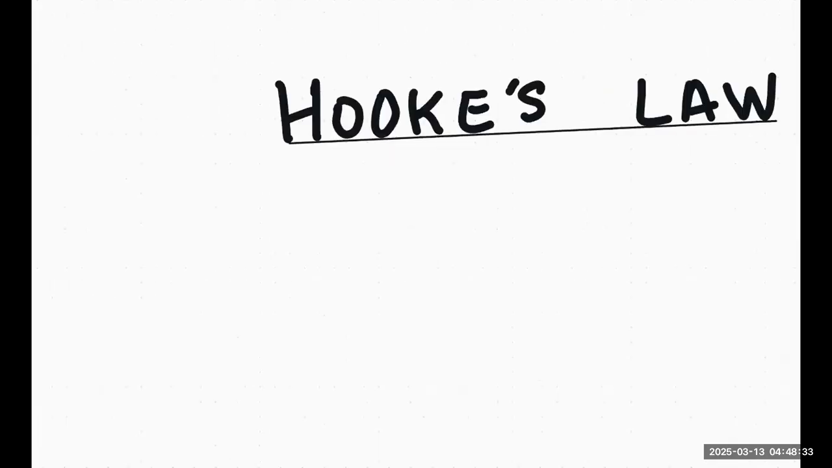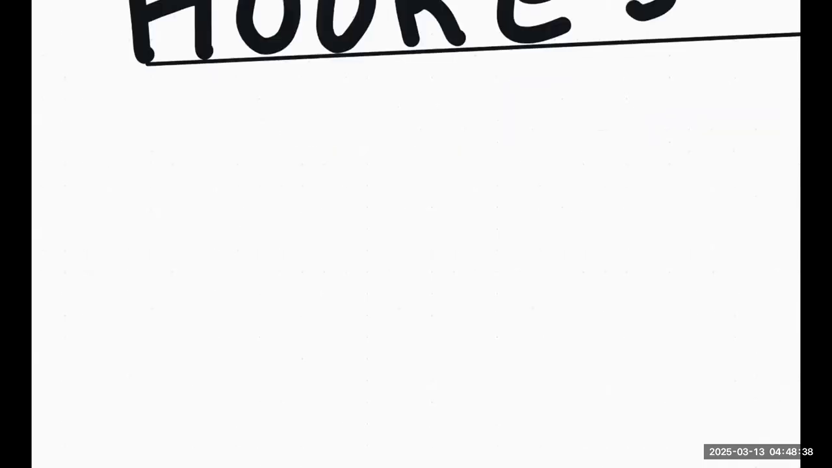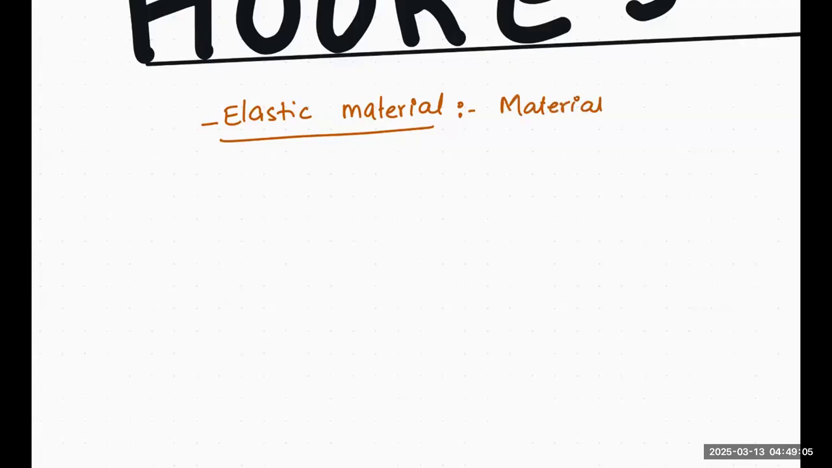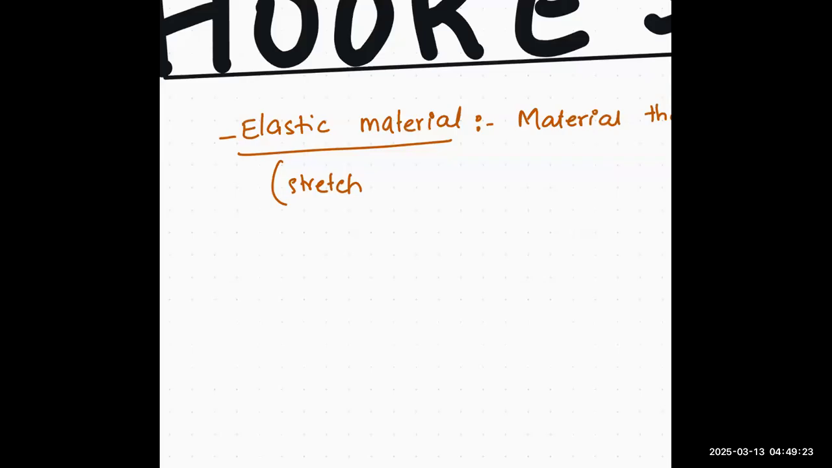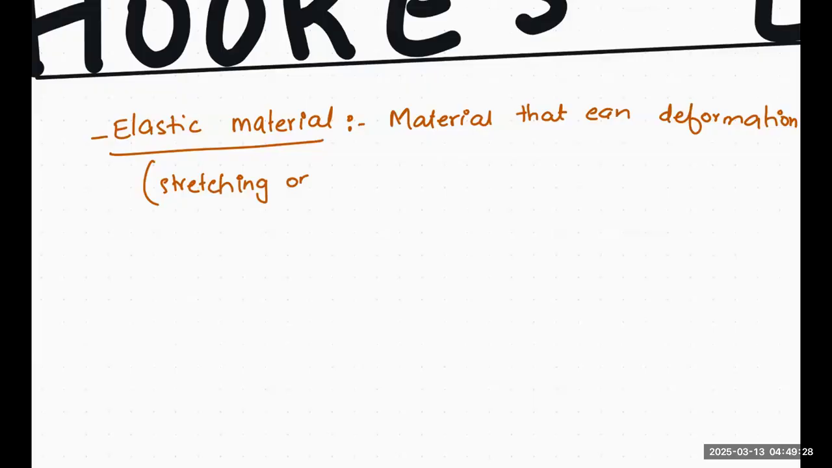So when we talk about Hooke's law, we have to talk about what are elastic substances. So an elastic material is a material that can undergo deformation and return back to original shape and size.